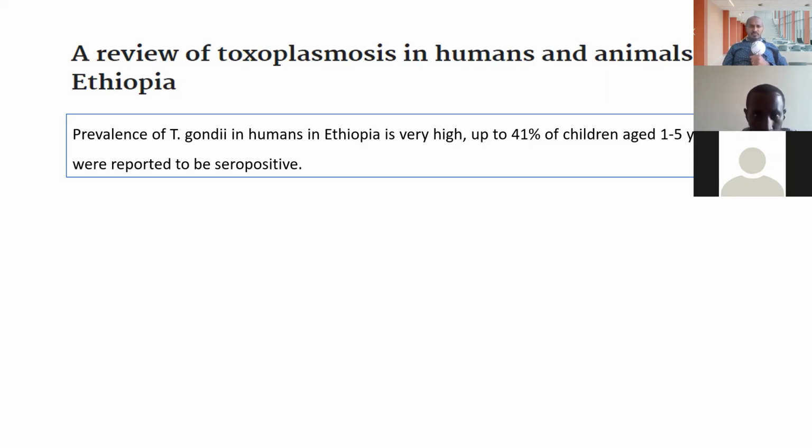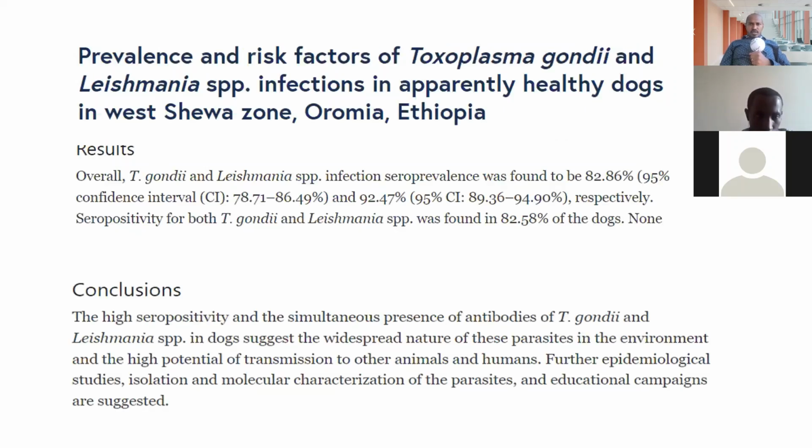And if we remember, toxoplasma is really a threat especially for people who are immunocompromised, having HIV infection or any other concurrent infections. So the other one is the leishmania.